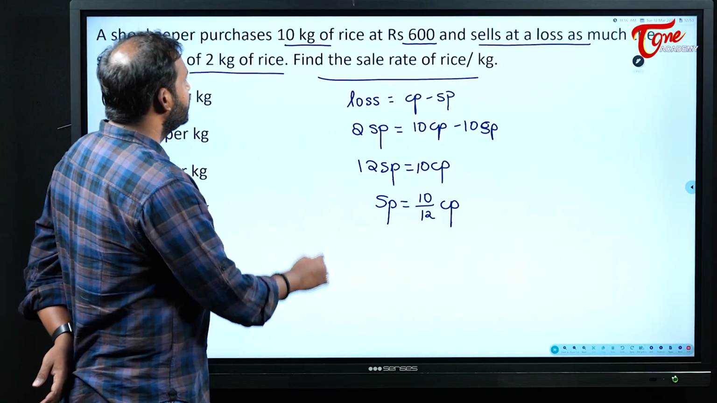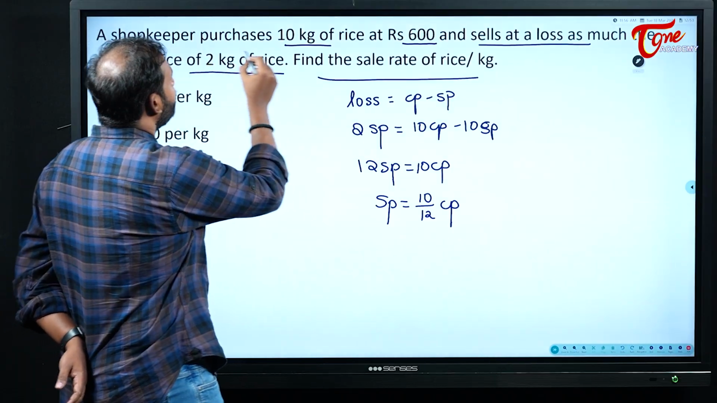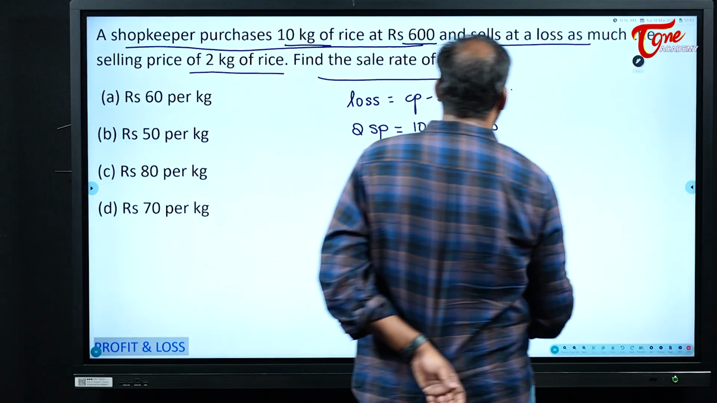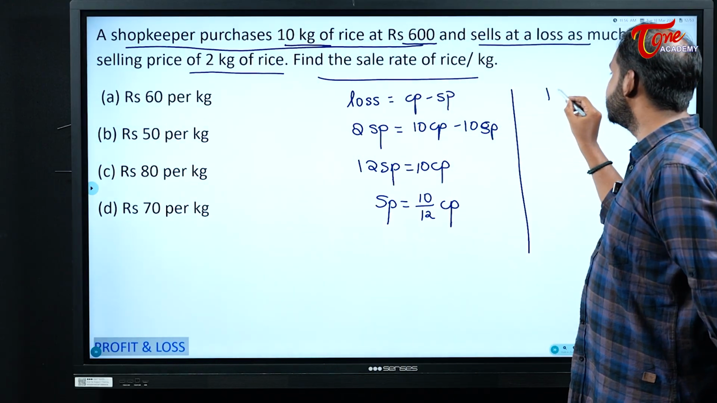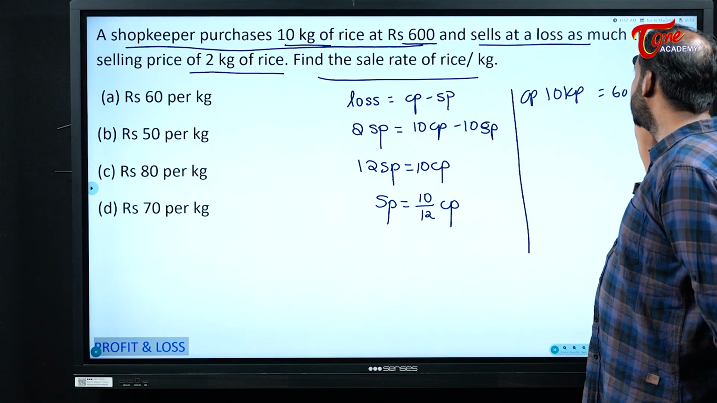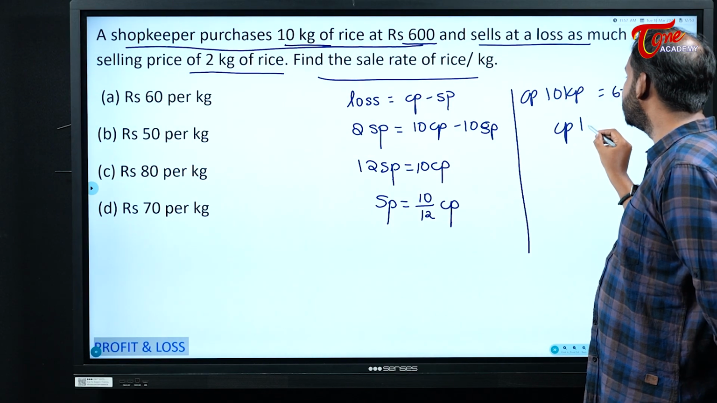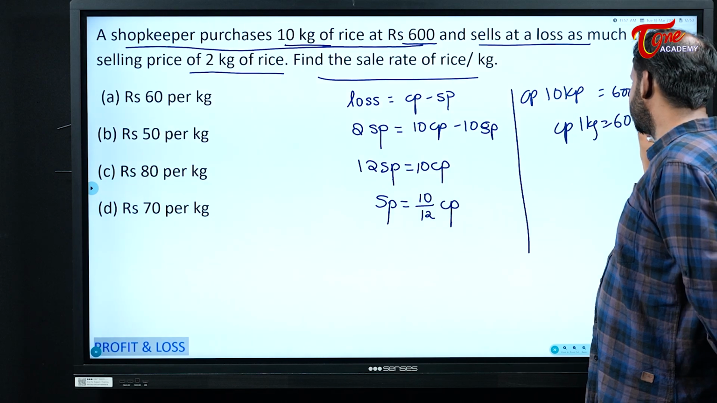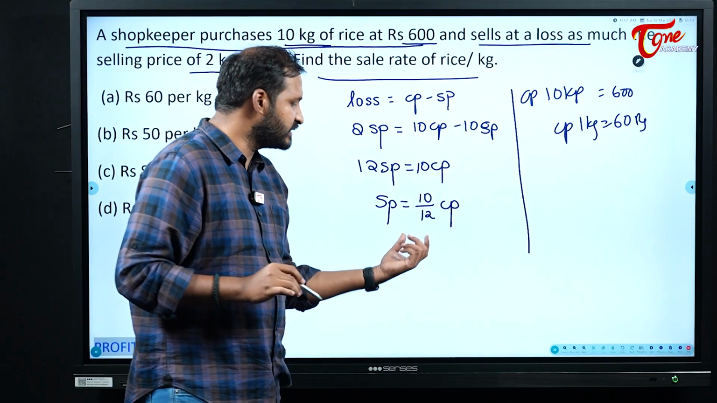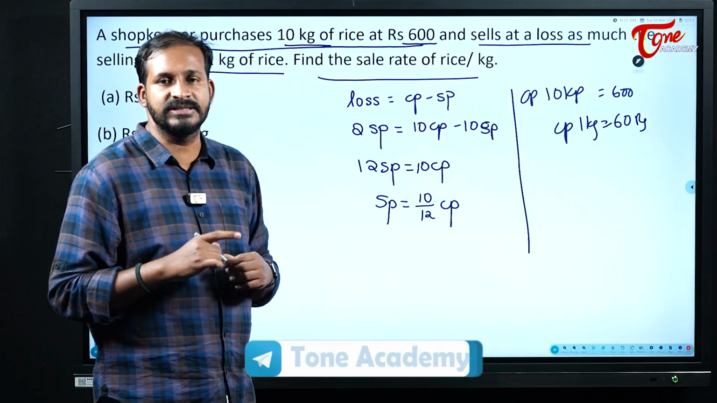Now they are telling us that the shopkeeper purchased 10 kgs of rice for 600, right? So what is the 1 kg sale price? He purchased 10 kgs, that means CP of 10 kgs is equal to 600. Now tell me, what is the CP of 1 kg here? 600 by 10, you will get 60 rupees. So simply substitute that 60 rupees here so that you will get the sale price of 1 kg.